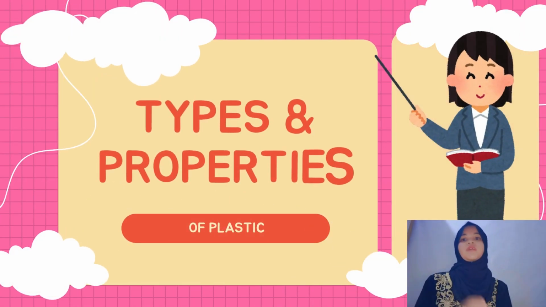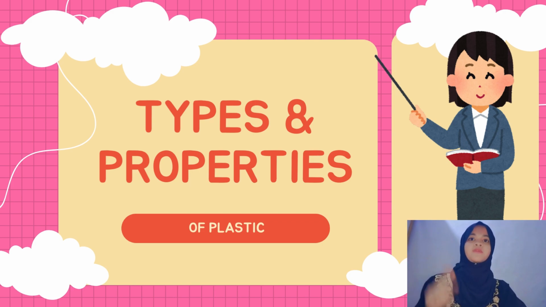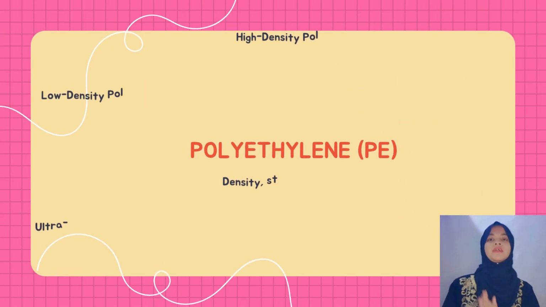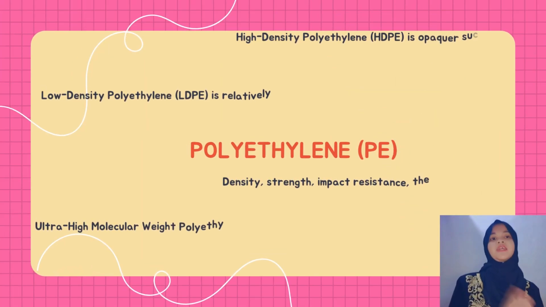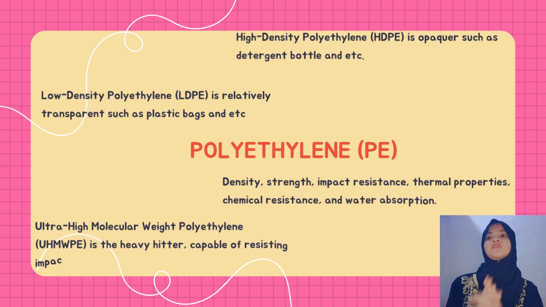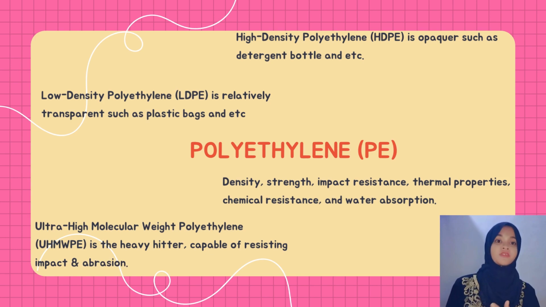Okay, I will talk about the types and properties of plastic. We chose two applications: polyethylene, PE, and polyethylene terephthalate, PET. PE includes high density polyethylene, HDPE, which is used for products such as detergent bottles. Low density polyethylene, LDPE, is relatively transparent, such as plastic bags.